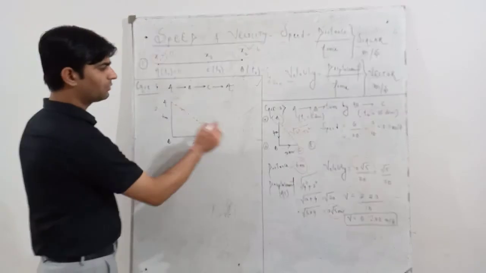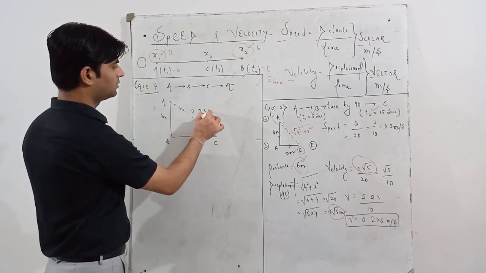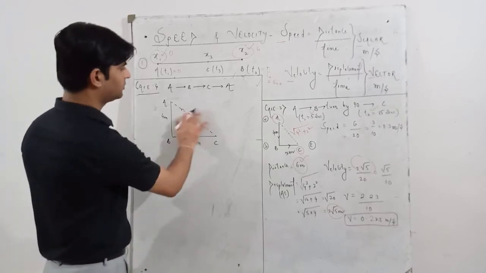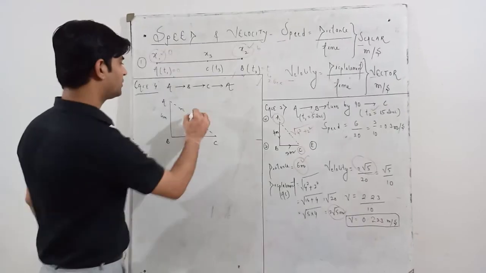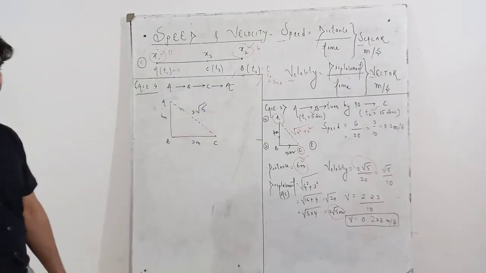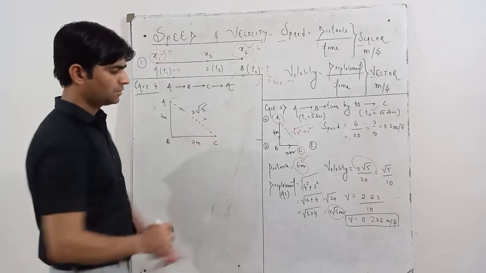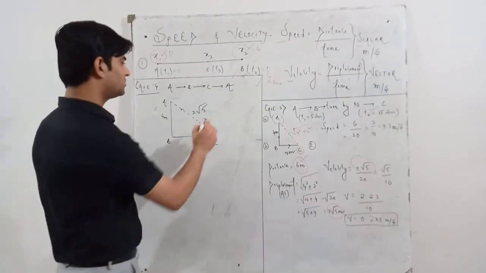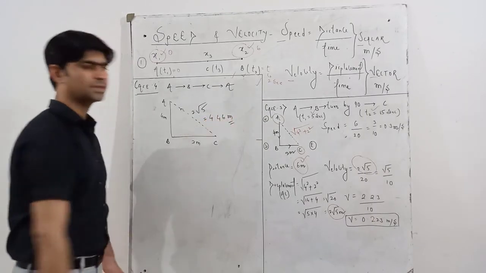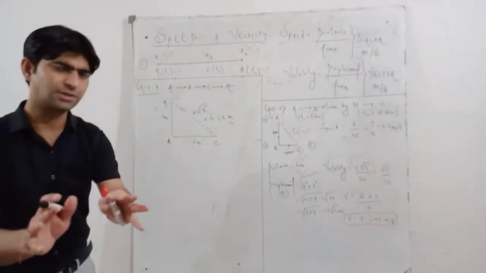This we have already calculated, not 2.23, it is 2 root 5. So 2 root 5, 2.23 I have taken, so this becomes 4.46 meter. I am talking only about the concept.